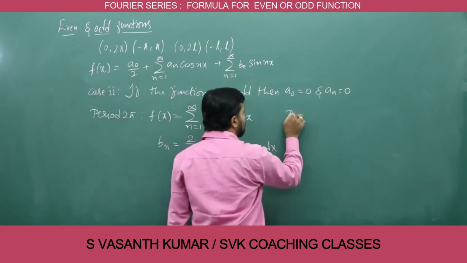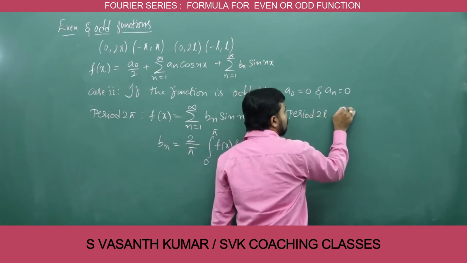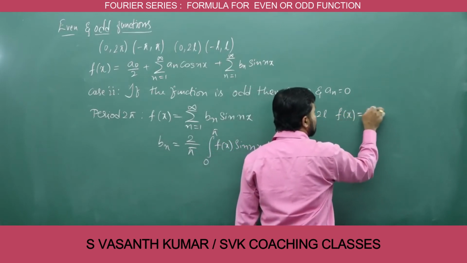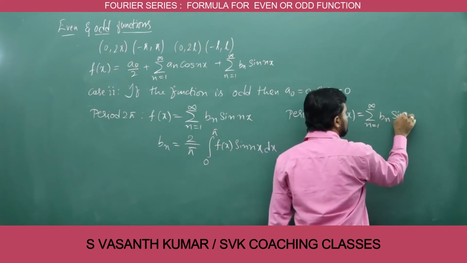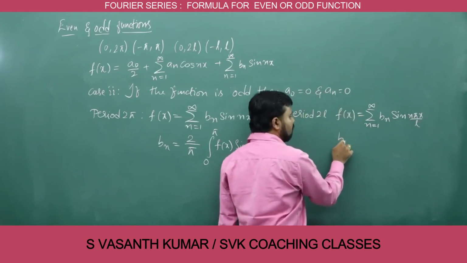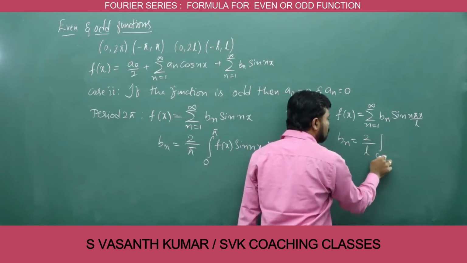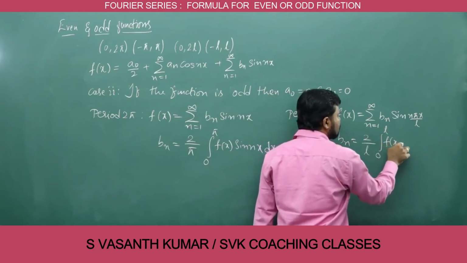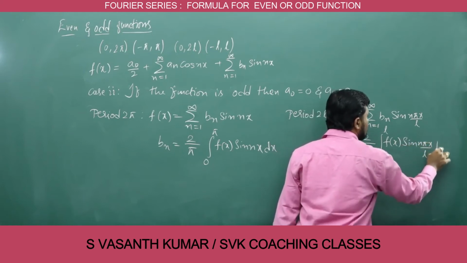Similarly, for period 2l, f of x is summation n equal to 1 to infinity bn sin n pi x by l. So what is bn now? Bn is given by 2 by l integral 0 to l f of x sin n pi x by l dx.